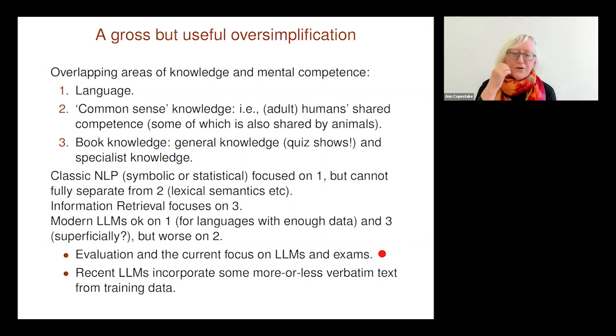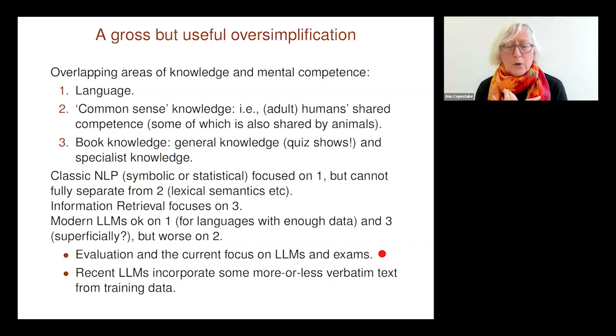And then there's book knowledge, this sort of general knowledge, things like quiz shows, and also the specialist knowledge of law, knowledge of medicine, and so on. And book knowledge isn't, of course, a standard term, but it's just the best one I could think of for today. So classic NLP, symbolic or statistical, is focused on one, but you cannot fully separate it from the common sense knowledge. Information retrieval focuses on three. And to the extent that you use language as your interface to the information retrieval system, then one and two can get involved too. But they classically have been separated.